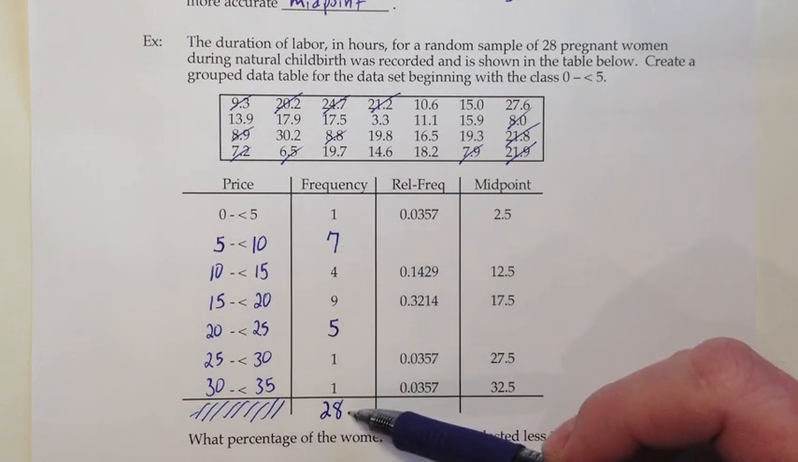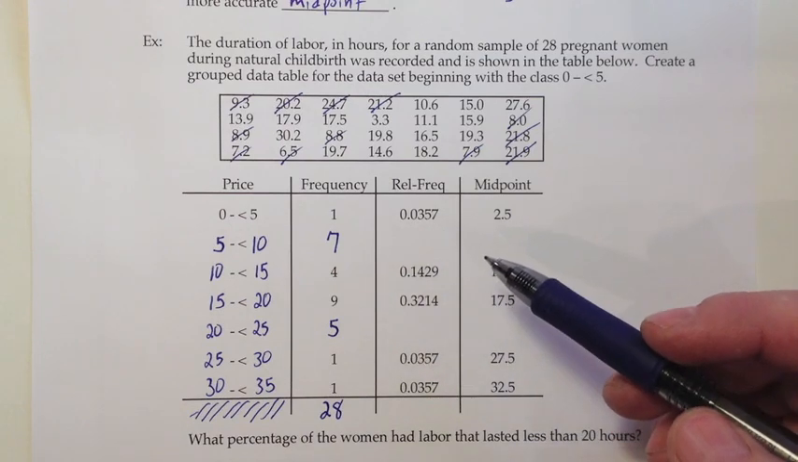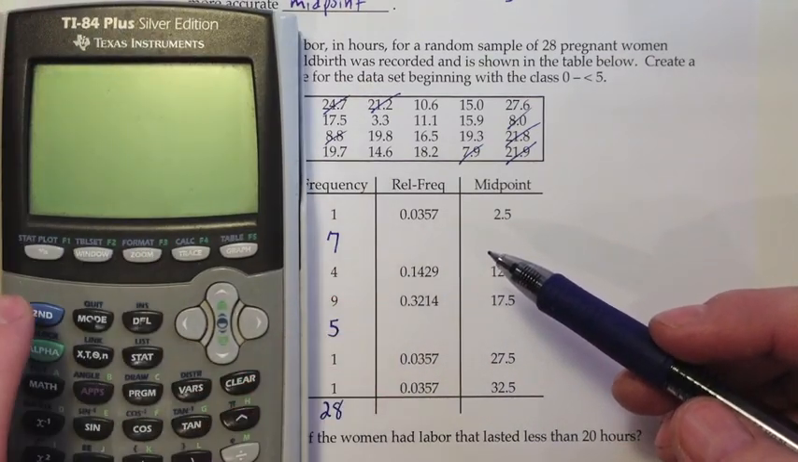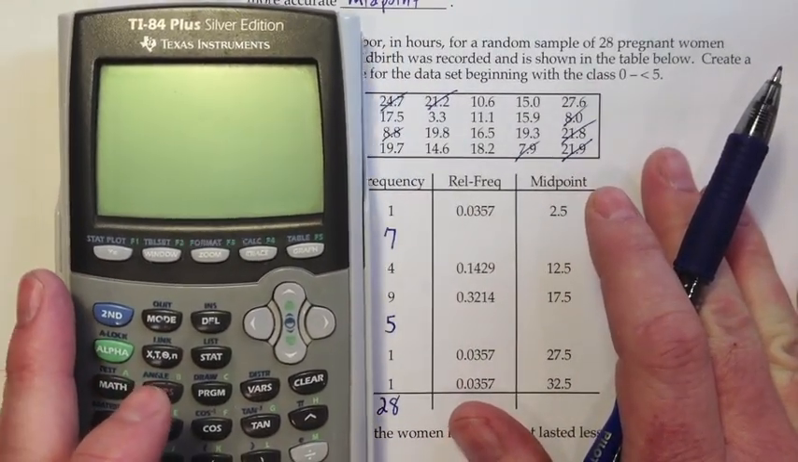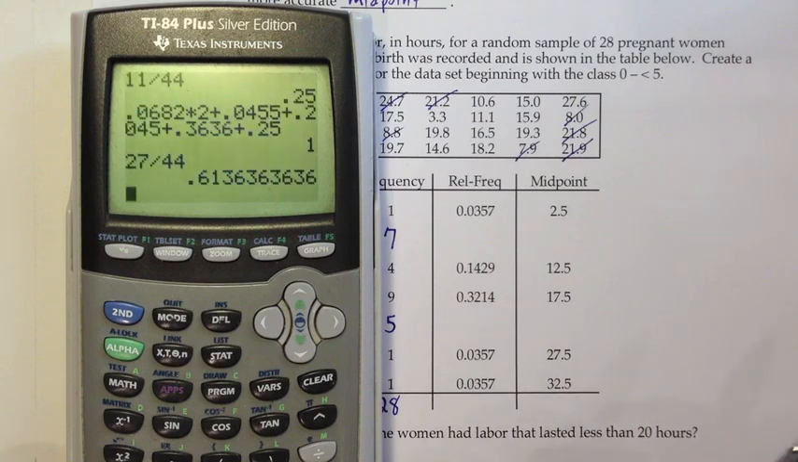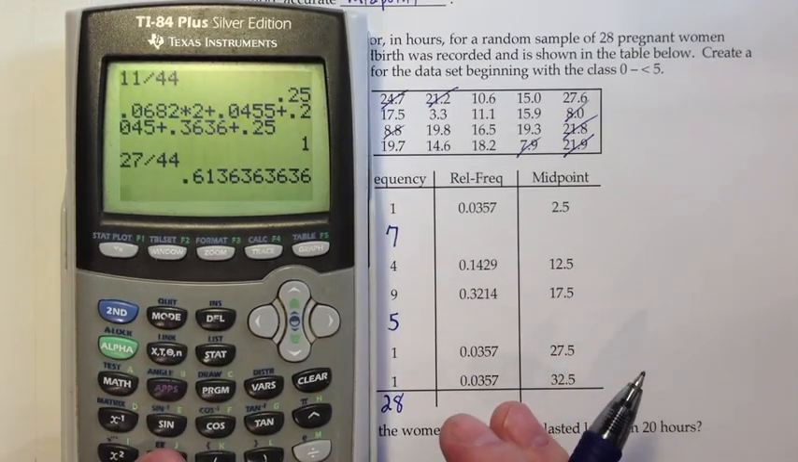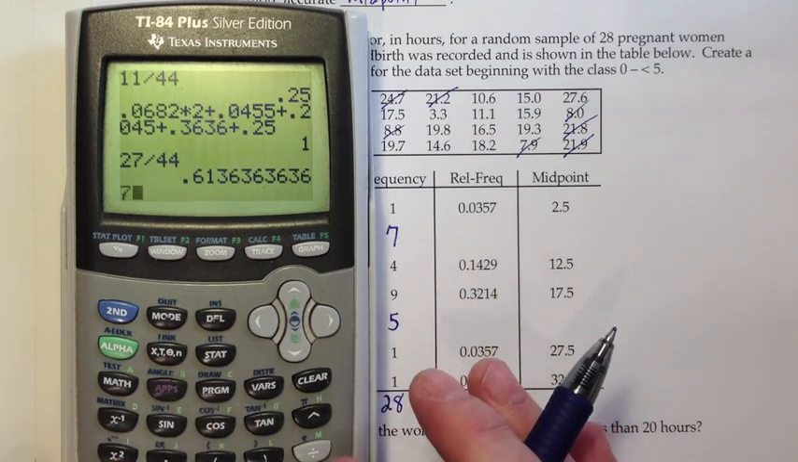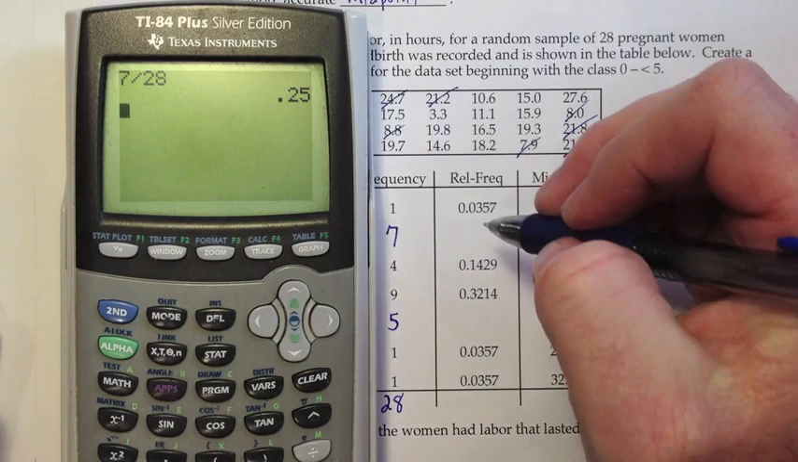We would take every frequency and divide by the total of the frequency column, and then put the decimal here to 4 places to match the other ones. So let's go ahead and bring the calculator in here and do those calculations. Let me slide this over so we can see it all. So let's just scoot that a little bit more. So if I did 7 divided by, let me clear out that other stuff, 7 divided by 28, I get 0.25.